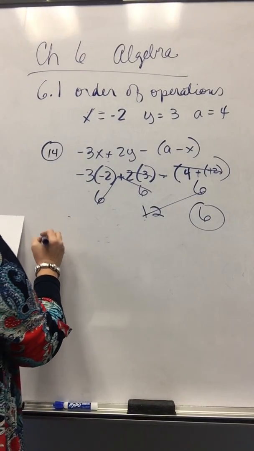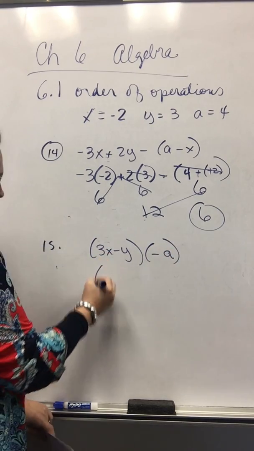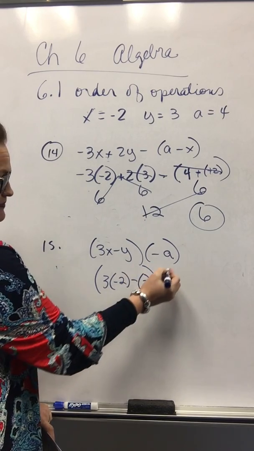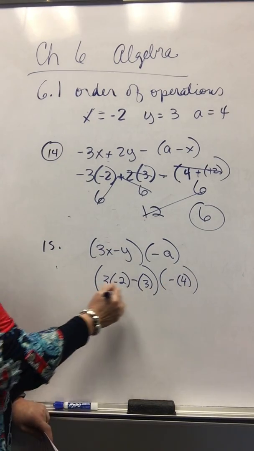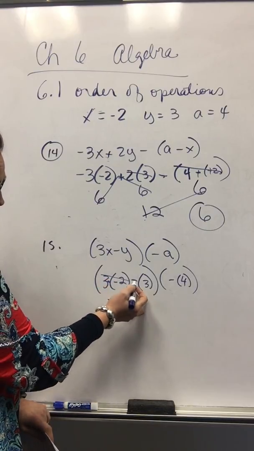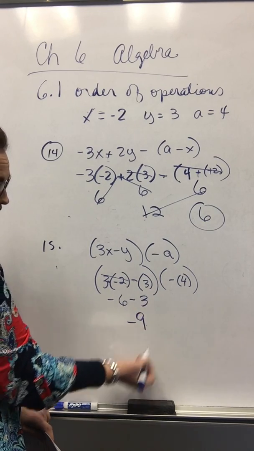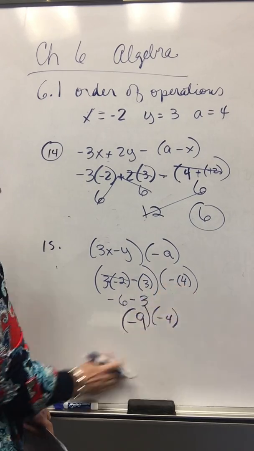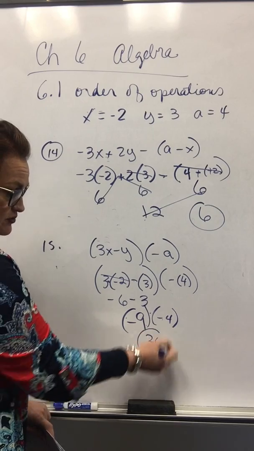All right, number 15. 3x minus y times -a. So plugging in for our variables, we know x is -2, y is +3, and a we plug in is 4. Using our order of operations inside this parenthesis, I would multiply first. 3 times -2 is -6. Then I would subtract that 3, and -6 minus 3 would make -9. And then over here, I've just got a -4. Nothing really to do in that, but it is a -4. And then lastly, -9 times -4 for a final answer of +36.